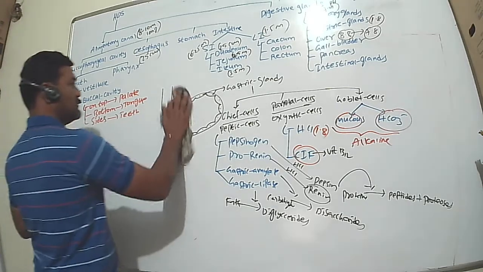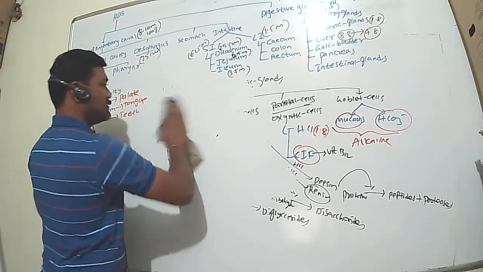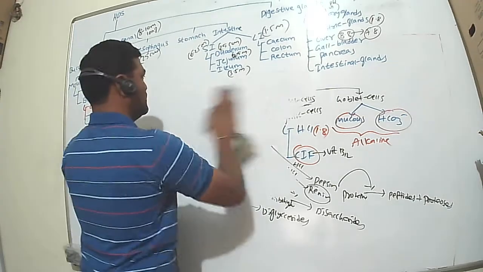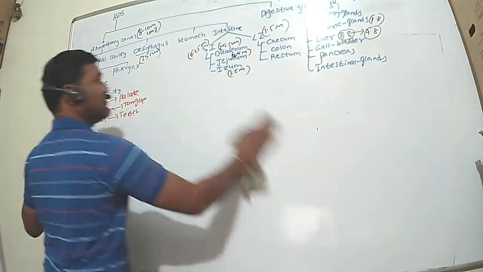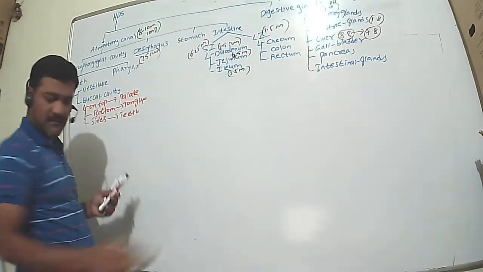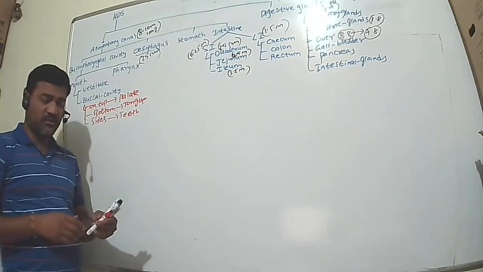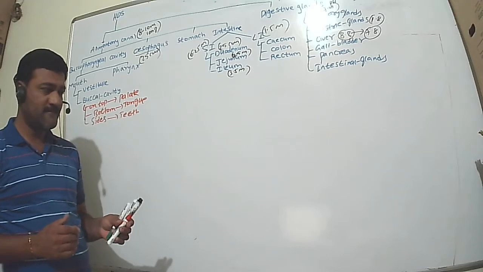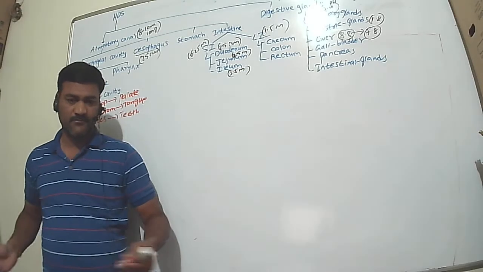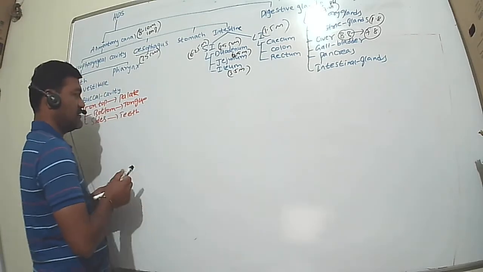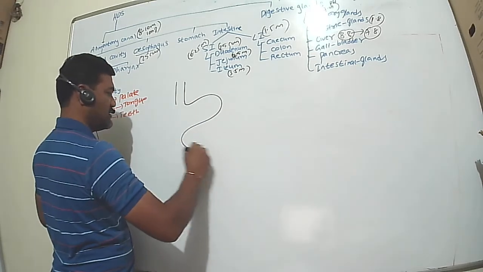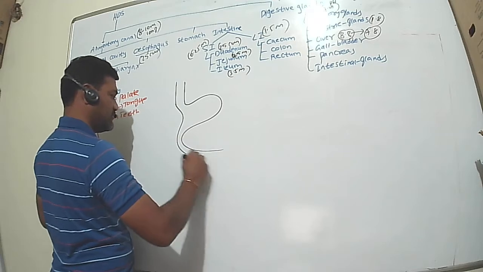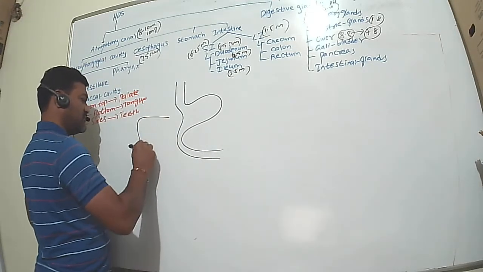That is about the gastric glands. Now we will discuss the liver. Liver, to which side do you have liver, left or right side? It is to the right side. See, look at here. This is the food pipe, and this is the stomach, this is the duodenum, and here you have the liver.